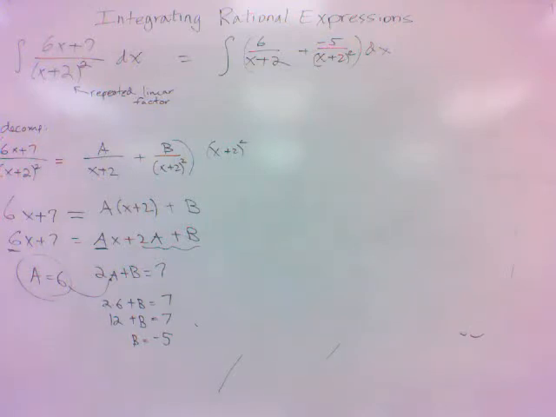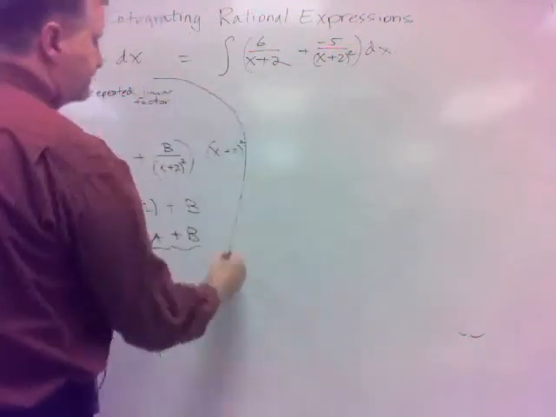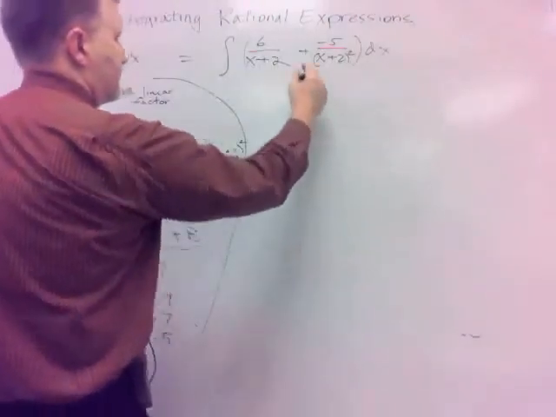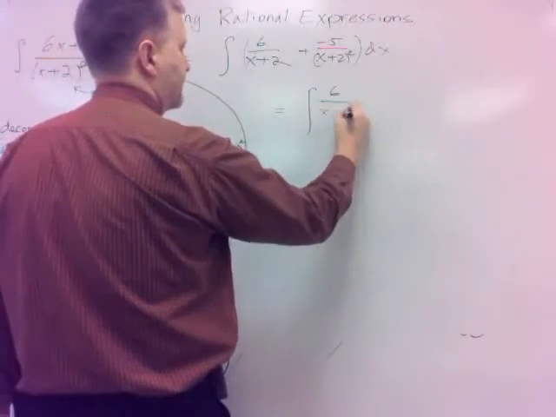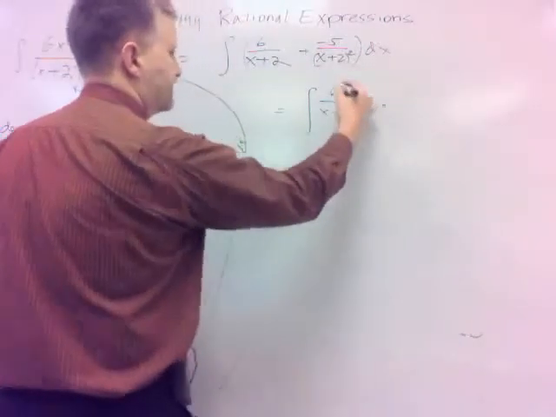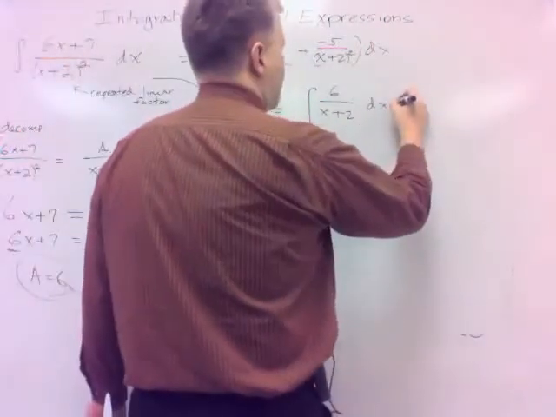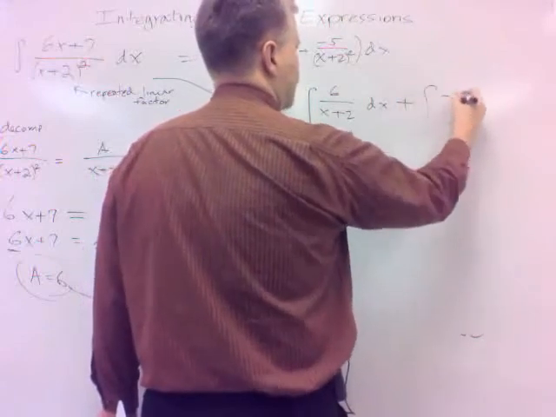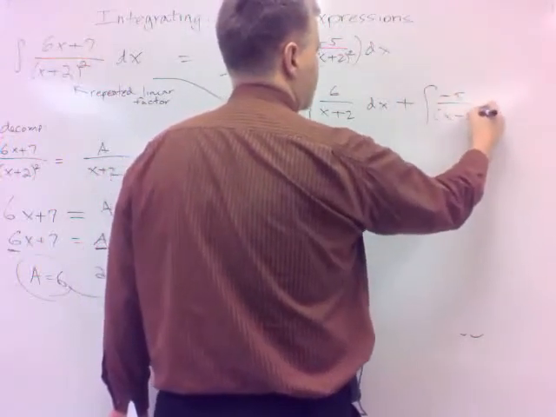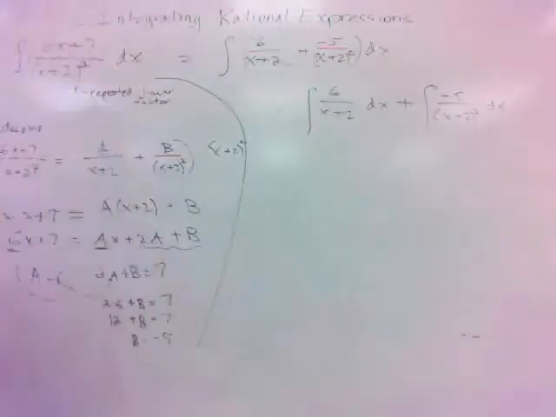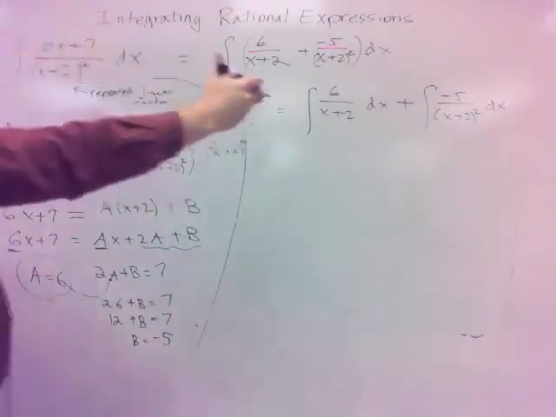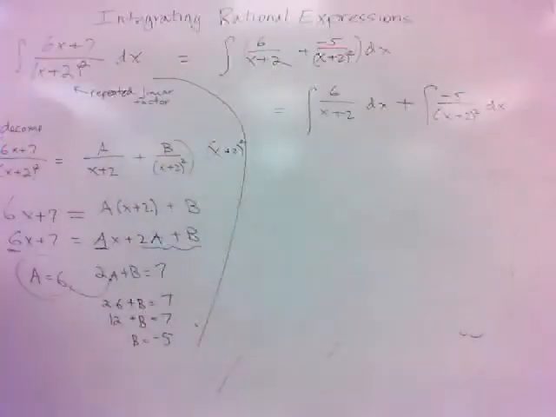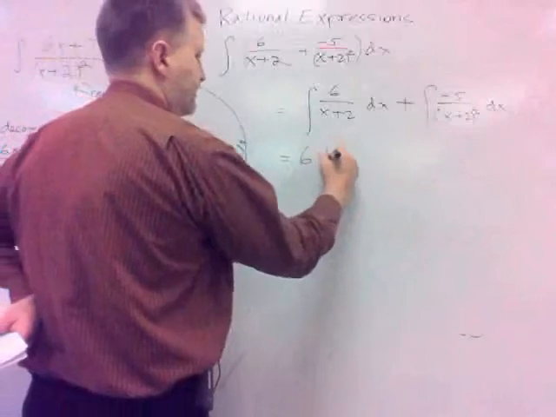Okay. Well, since we wind up with that a little bit different there, second one, let's split it up here. Got 6 over x plus 2, and then I've got plus negative 5 over x plus 2 squared. Well, that's the same thing we've been having, isn't it? What is that one? That's just the natural log. That'd be 6 natural log of x plus 2.